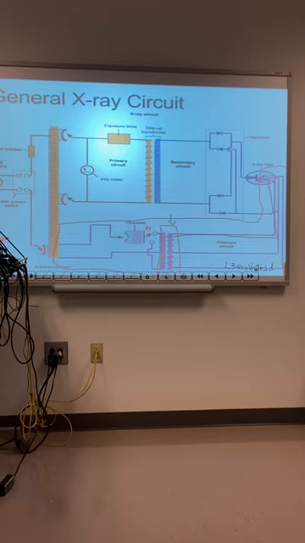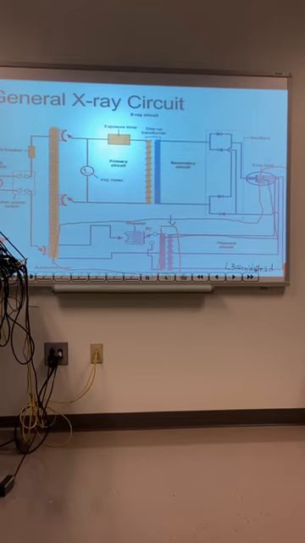Is it primary filament circuit, then secondary? Is that the order that the whole thing occurs? Primary, secondary, one part of the X-ray tube, because the X-ray tube is split up into two parts. You have your cathode and you have your anode. Remember? Okay, that's true. So primary, secondary.